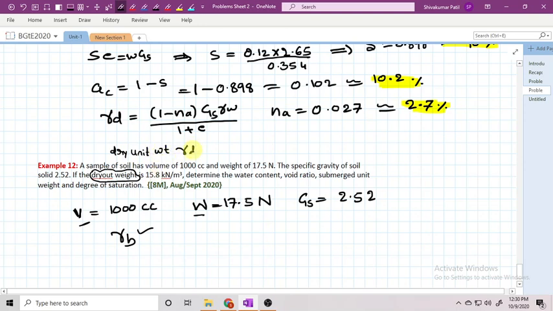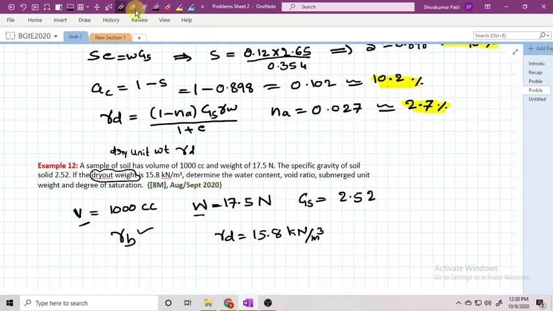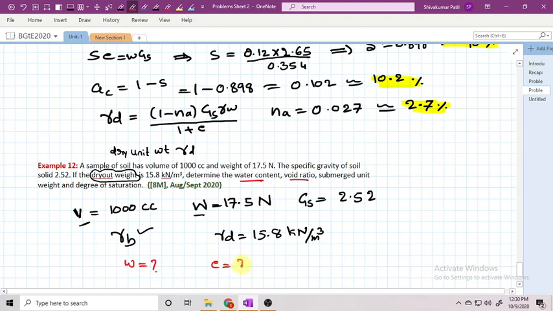That is gamma D. So how much gamma D did they give? 15.8 kilonewton per meter cube. Determine what they are asking. They are asking water content, void ratio, submerged unit weight, and degree of saturation. So these are the parameters they are asking.